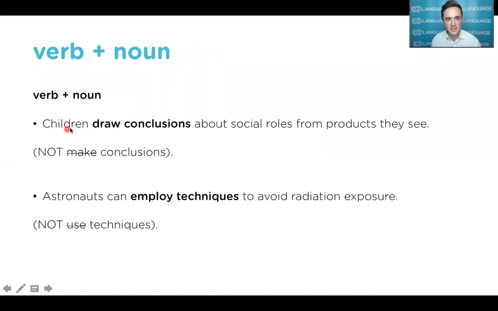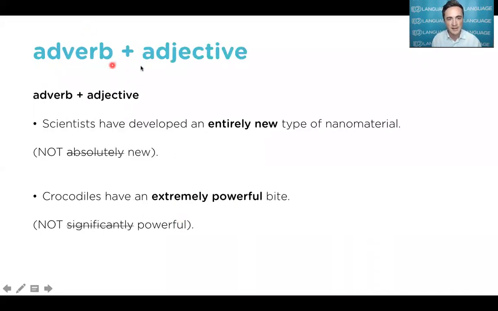Verb plus noun. Children draw conclusions about social roles from products they see, not make conclusions. And draw here doesn't mean they're drawing pictures. It means they're thinking of conclusions. They're drawing a conclusion. So in the essay, you need to draw a conclusion, not literally drawing a picture. This is just a natural sounding phrase in English. Astronauts can employ techniques, verb, noun, to avoid radiation exposure, not use techniques. We employ techniques. These two words just appear together. They are collocations.